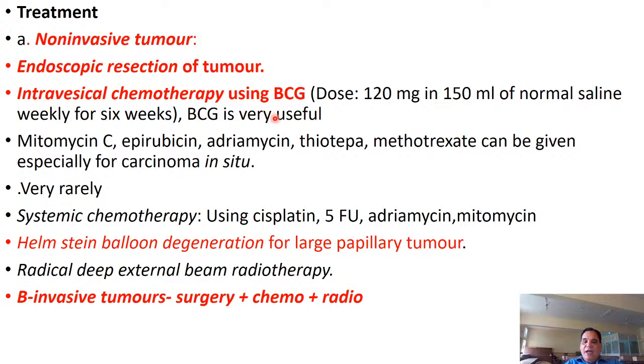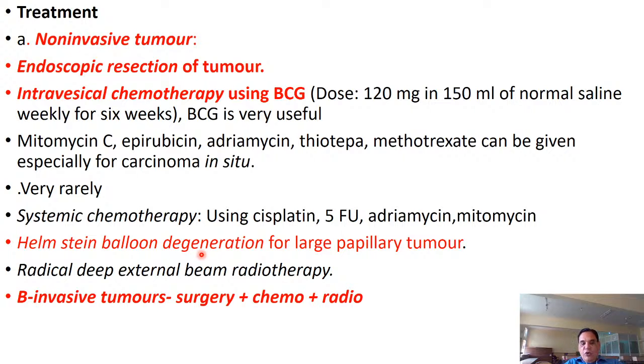If you want to go to detail, here BCG is for the tuberculosis, Bacillus Calmette-Guerin. The dose is 120 mg in 150 ml of normal saline weekly for 6 weeks. Okay, you have to introduce this much of saline into the bladder, once in a week for 6 weeks. This is very helpful. Other drugs are mitomycin, adriamycin, methotrexate for carcinoma in situ. Sometimes systemic chemotherapy, cisplatin, 5-FU.